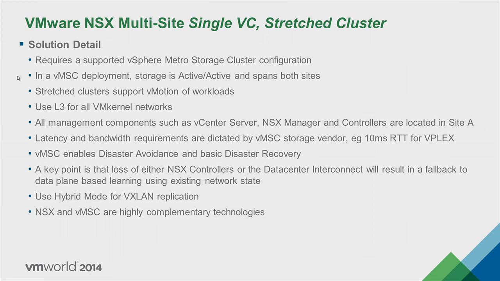Essentially, loss of either the NSX controllers or the data center interconnect will only result in a fallback to data plane-based learning. So we're going to use all of the existing cached network state in your hypervisors and the VTEP tables that have already been synchronized to the ESX host. So all you would lose is the benefit of optimizations like ARP suppression, but within that site, while the data center interconnect or the controllers are unavailable, there's no impact to traffic forwarding.